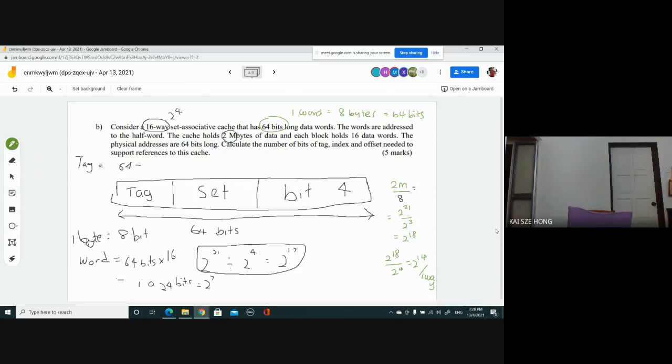That's why for this computer, one word is 8 bytes. So every time you need to read, you have to read 64 bits together. You cannot read 1 byte by 1 byte. There's no way for the computer to read 1 byte. So just minus everything there. 64 minus 14 minus 4, you get 10.